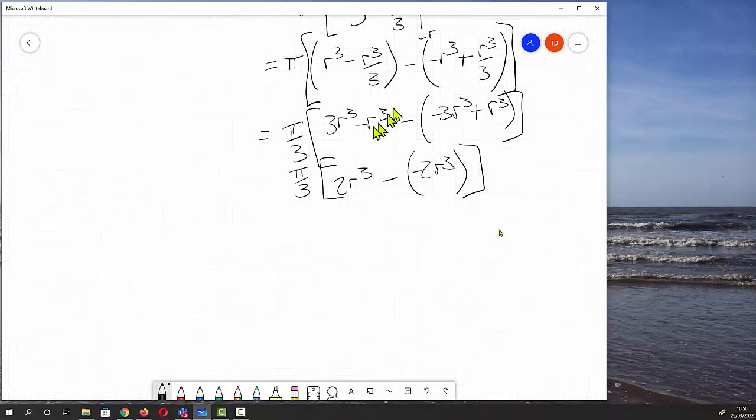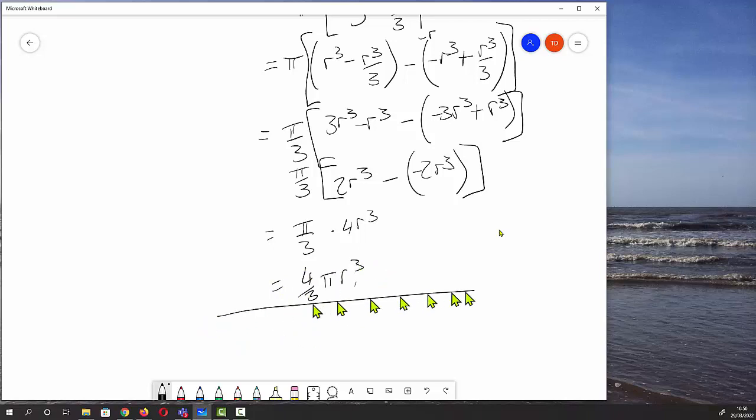So I've got 2r cubed minus minus 2r cubed, so that's going to be 4, so that's going to equal pi over 3 times 4r cubed. Okay, so that equals 4 thirds pi r cubed, which I hope you already know is the volume of a sphere.